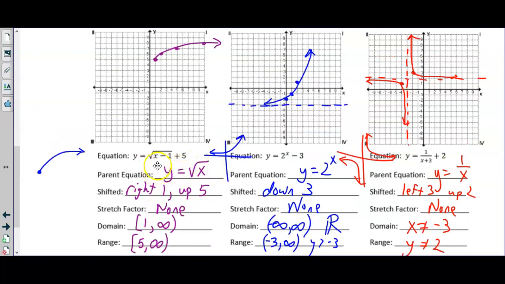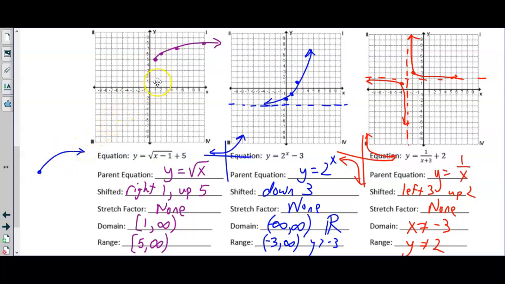My first one here is clearly a square root graph. And so I've written my parent function without any of the shifting. And then I'm thinking normally that would start at 0, 0. But this is shifted 1 to the right, so I'm moving over 1 unit. And it's shifted up 5, so my first point goes here. I've also made a sketch of the shape over here to remind me how it should look when it's done.